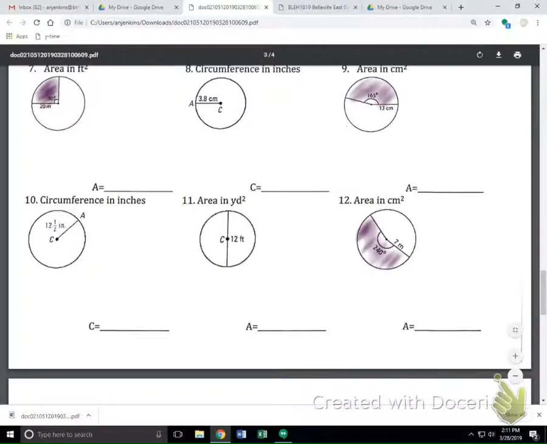Okay, so let's start with number 7. So step 1 is we want to find the area of the circle. So area of the circle is going to be pi r squared. So that's going to give me 400 pi meters squared. What is 400 pi meters squared? Whatever that number is.